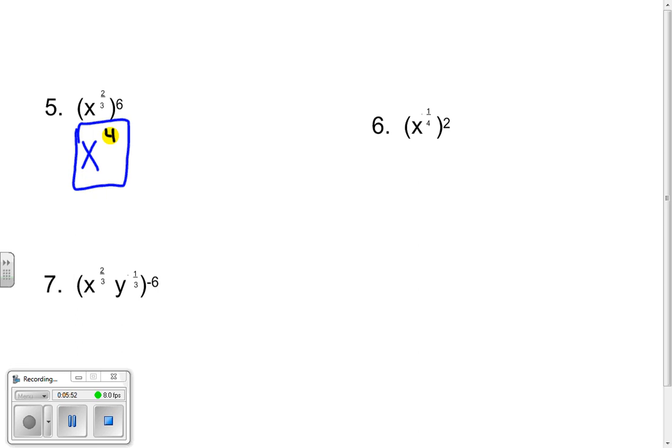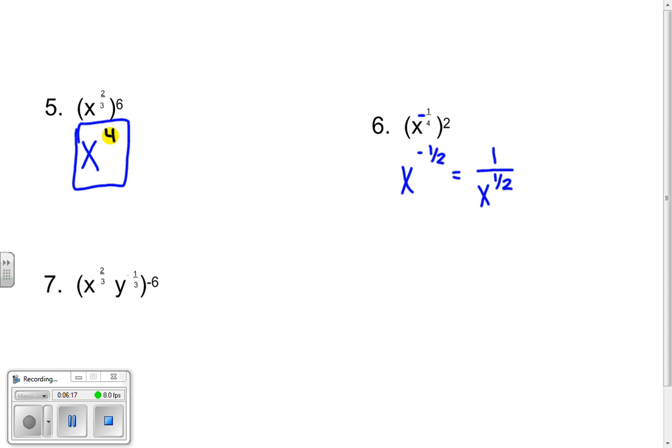Number 6, I know it's hard to see on here, but I do believe that's a negative. So if I take x to the negative 1/4 and square it, I multiply the exponents. Negative 1/4 times 2 is a negative 1/2. You're not allowed to leave exponents as negatives. So anytime you have a negative exponent, it pushes it into the denominator. So I really have 1 over x to the 1/2.